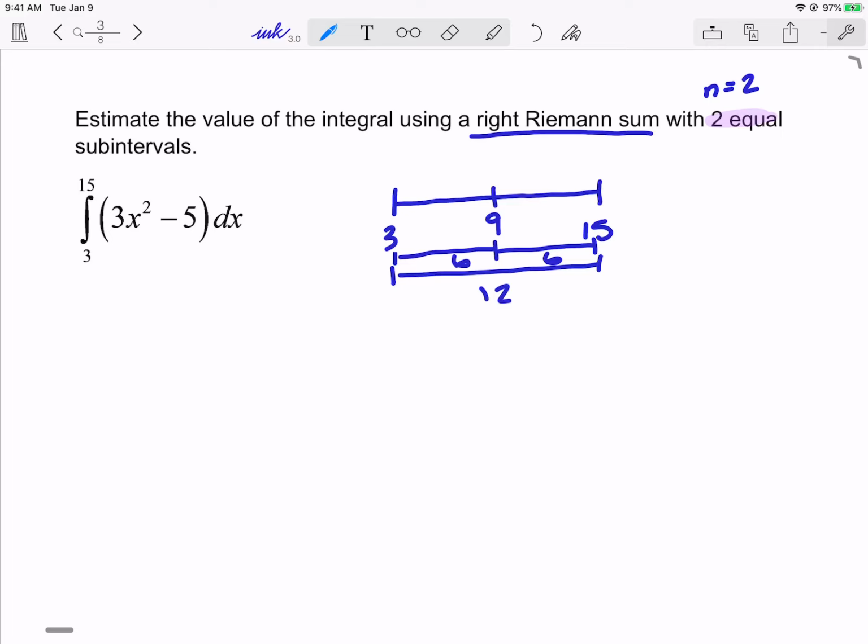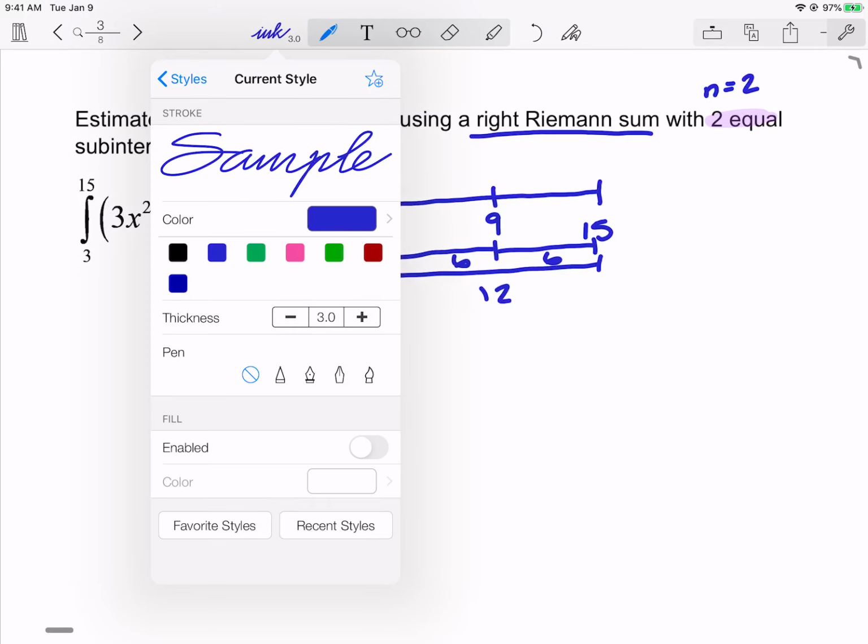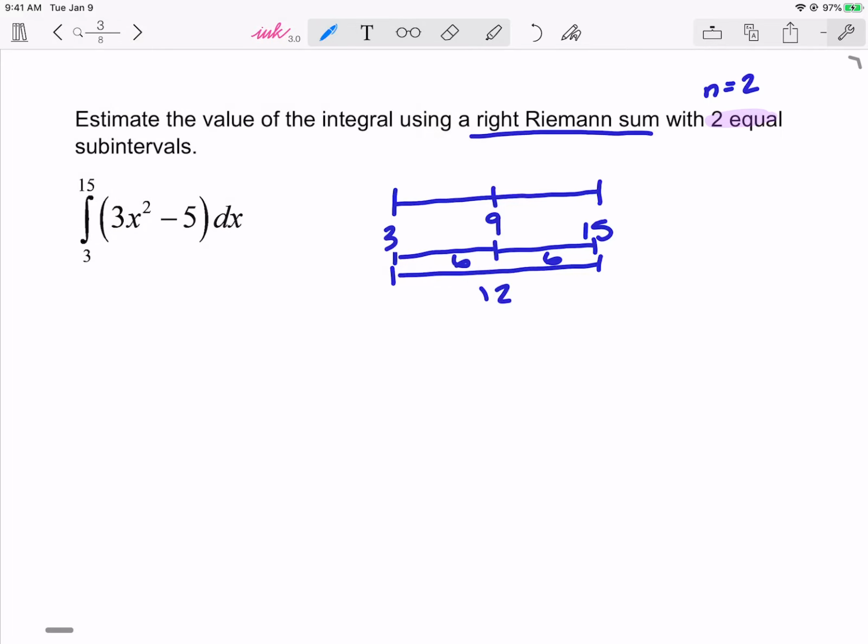Now, I got 3 points that are defining these 2 equal subintervals. I'm always going to have n plus 1 number of points. But since I'm using a right Riemann sum, I'm really only going to use the 9 and the 15. Now, as you know, what I'm going to do is multiply the widths of these rectangles. If I were to actually draw a rectangle, I will leave that exercise to you. But ultimately, I'm going to multiply the width, which is 6, times the value of the function evaluated at those 2 points, 9 and 15.